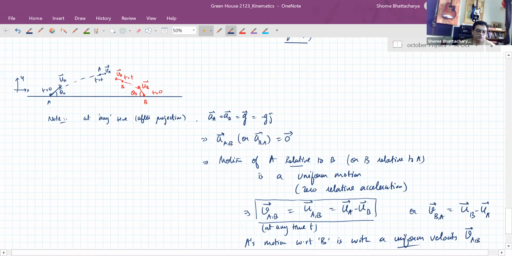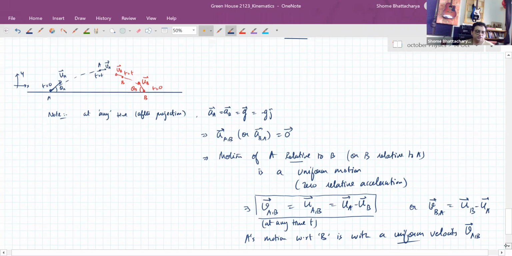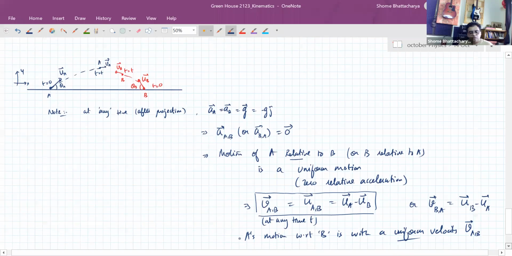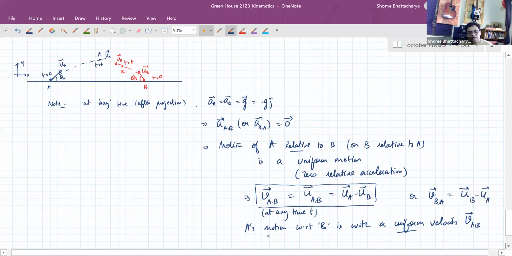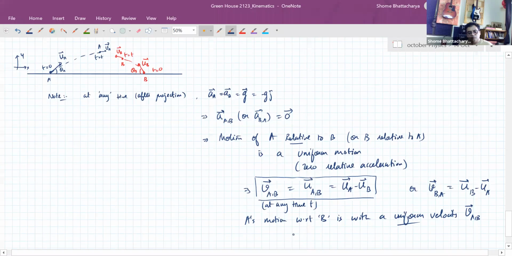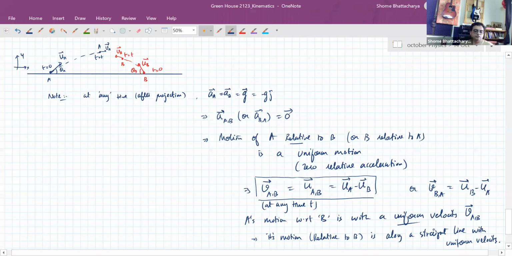So in relative motion application, the concept is very simple. It means that its motion relative to B is along a straight line with uniform velocity, and doesn't have any acceleration. So this is a very important fact, all this over here.